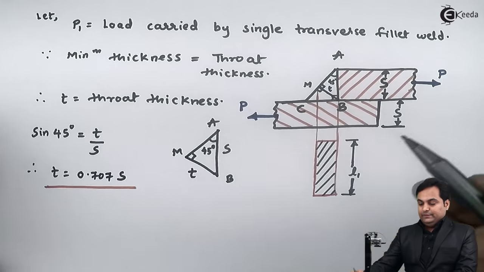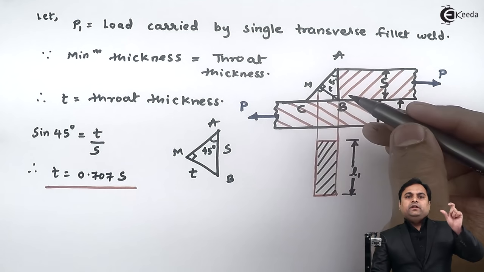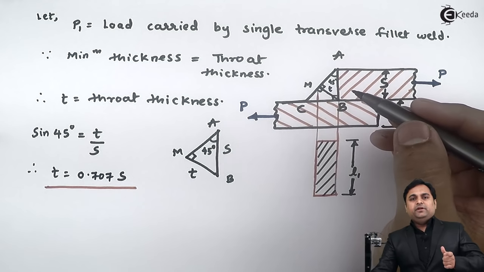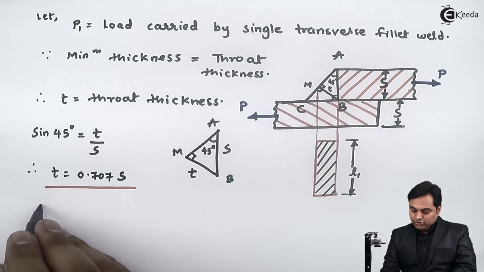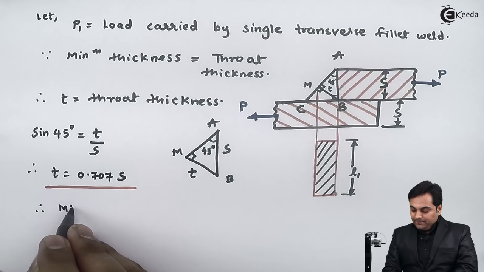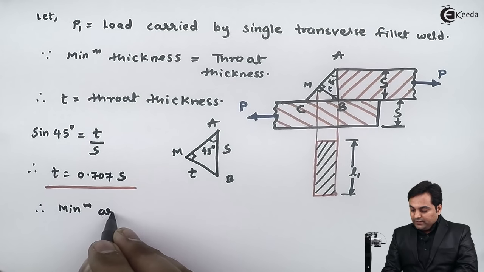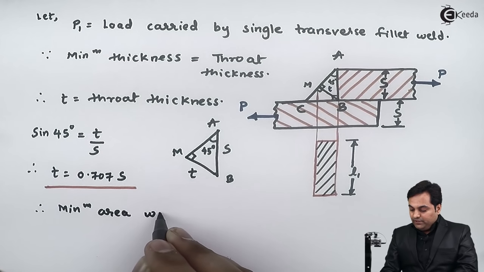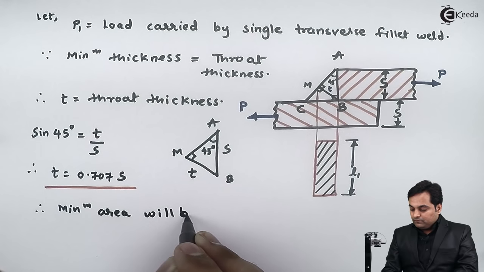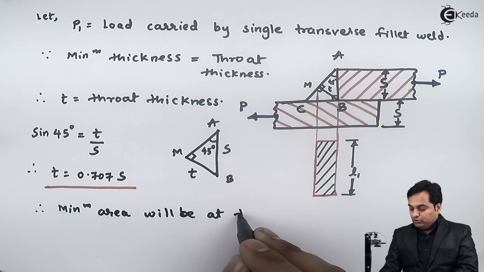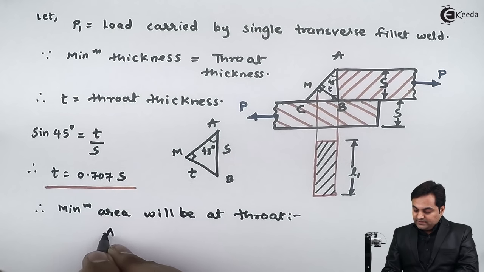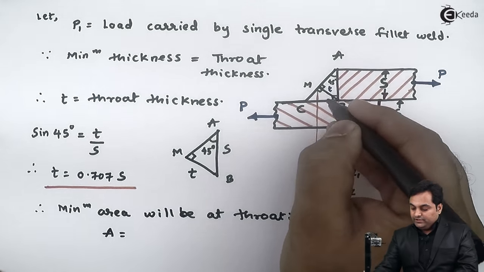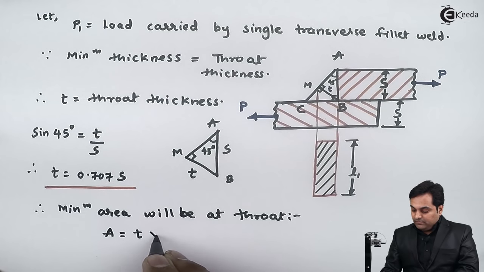Now once I know the value of throat thickness, this will give us the minimum area, because at throat we are having the smallest thickness. So therefore minimum area will be at throat, and that minimum area is capital A is equal to thickness multiplied by length of weld, which is L1.